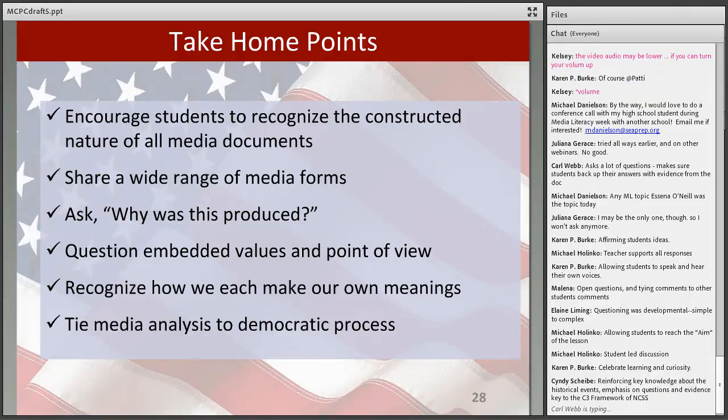Take-home points for this webinar. Please encourage students to recognize the reality of the constructive nature of all media documents. You might want to share with them the key points of media literacy in that regard. Sharing a wide range of media forms, as we did tonight, always asking why it was produced, and then questioning the embedded values and points of view, and recognizing how we each make our own meanings from media constructions, oftentimes quite different meanings. And that it's important, as we did at the end, I hope, to tie media analysis to democratic process itself.